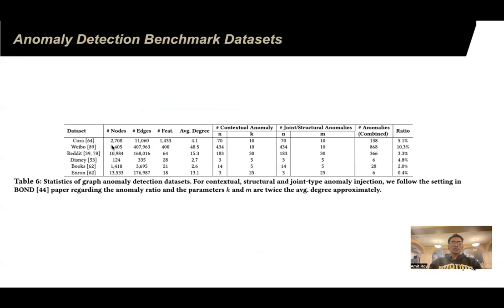Then we describe some benchmark anomaly detection datasets here. We use the benchmarking outlier node detection paper from NeurIPS 22 and follow their setting to inject different types of anomalies like contextual anomaly or joint or structural anomaly in the benchmark datasets. And we also include the anomaly ratio here.